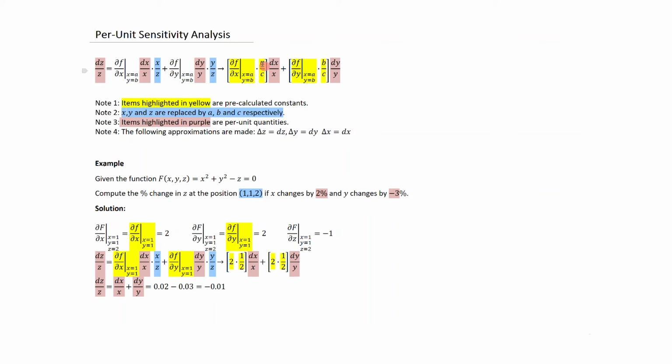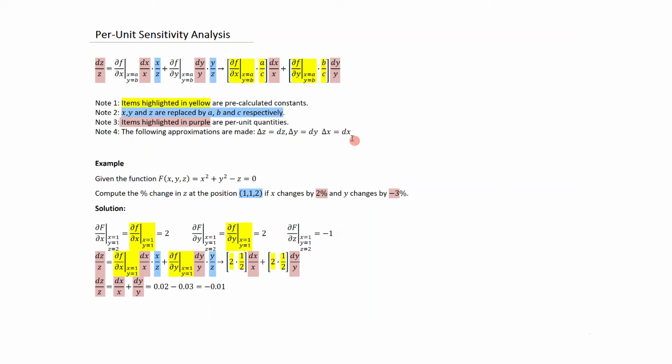Now we group these terms, and you'll notice that all these are constants. So this is a constant and this is a constant. This here represents a per unit change in x, a per unit change in y, and on the other side is a per unit change in z. So the next step is to make the following approximation: delta z equals dz, delta y equals dy, and delta x equals dx. All right, and so now what we have is a per unit equation.